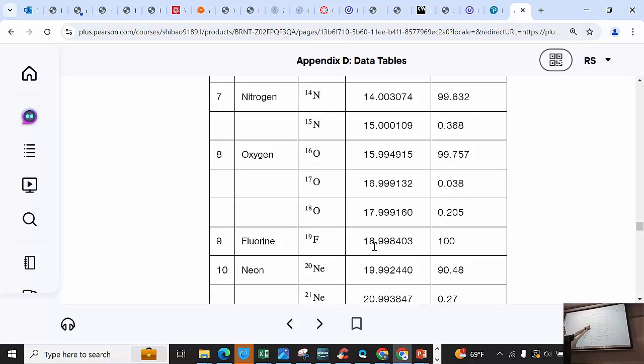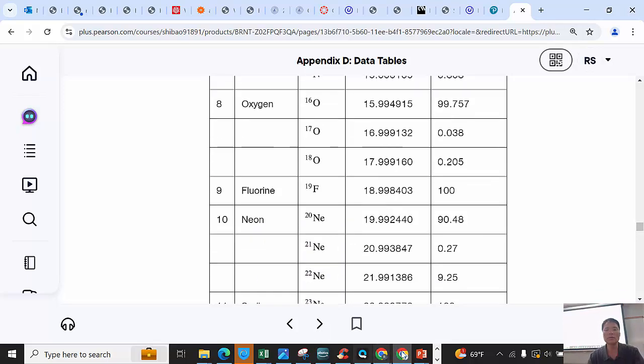Which one's the most abundant? Oxygen 16. So if I had 100,000 oxygens, 99,757 would be oxygen 16, 38 would be oxygen 17, and 205 would be oxygen 18. Correct? Yeah. Okay, so the most abundant is 16, the next would be 18, and the least abundant would be 17. And so this is what I want you to do. I want you to make water. How do we make water? We combine oxygen and hydrogen in a certain ratio.